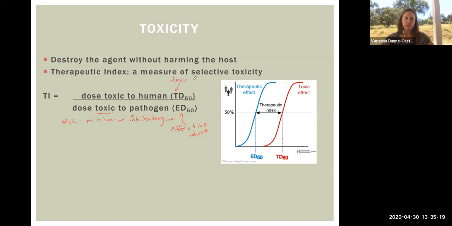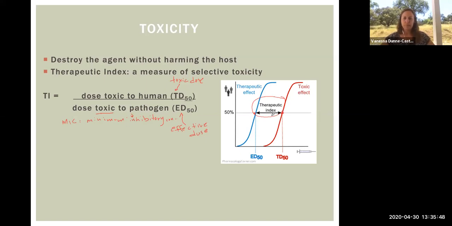Toxic dose divided by the dose that is toxic to the pathogen, or the effective dose 50 with a minimum inhibitory concentration. And so what this index is actually evaluating is this number here, right? That's what you're looking at, the difference between where it's toxic to the pathogen and where it's toxic to the human. And the wider this gap, the better that drug would be to administer in the human.